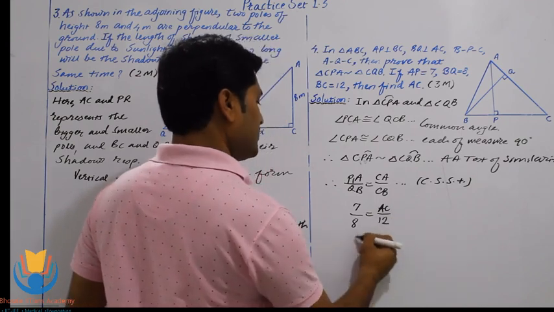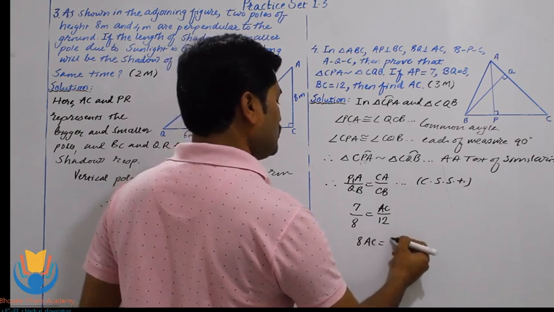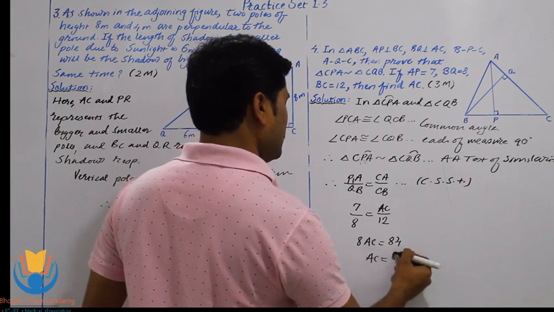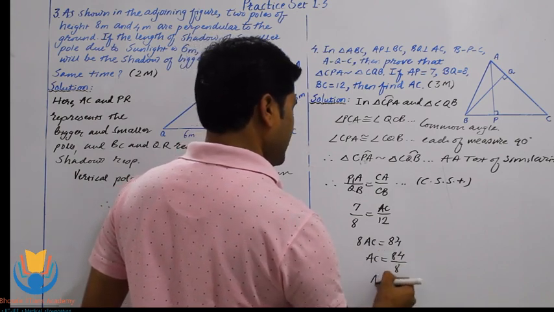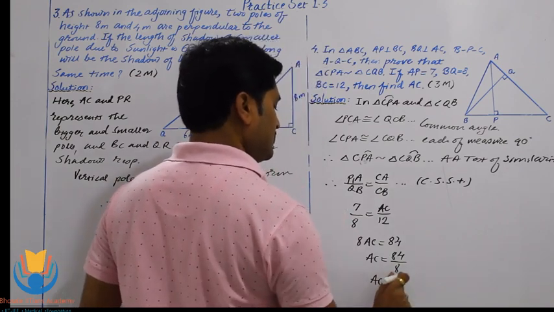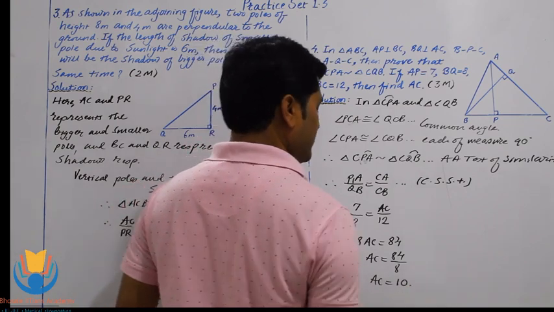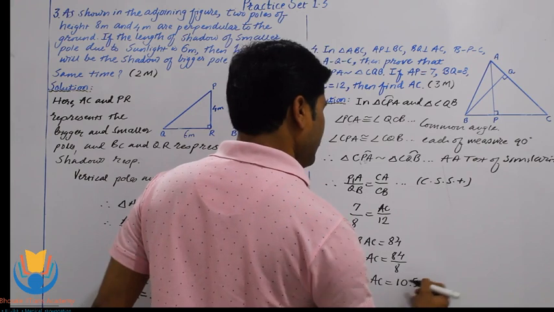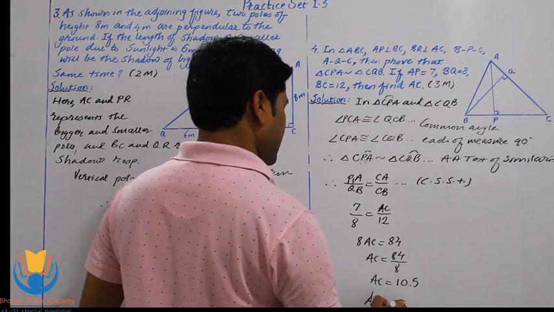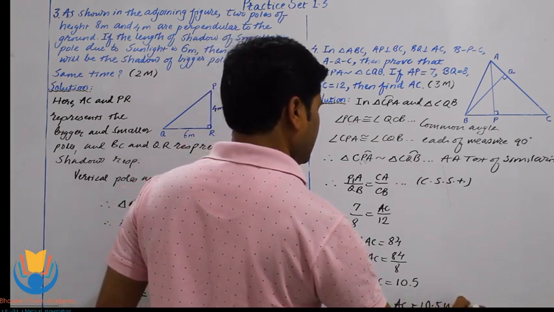So let's take the cross multiplication. So 8 times AC is equal to 12 sevens are 84. Therefore AC is equal to 84 upon 8, and therefore AC is equal to 10.5. So the length of AC, we will write in the answer as 10.5 units.